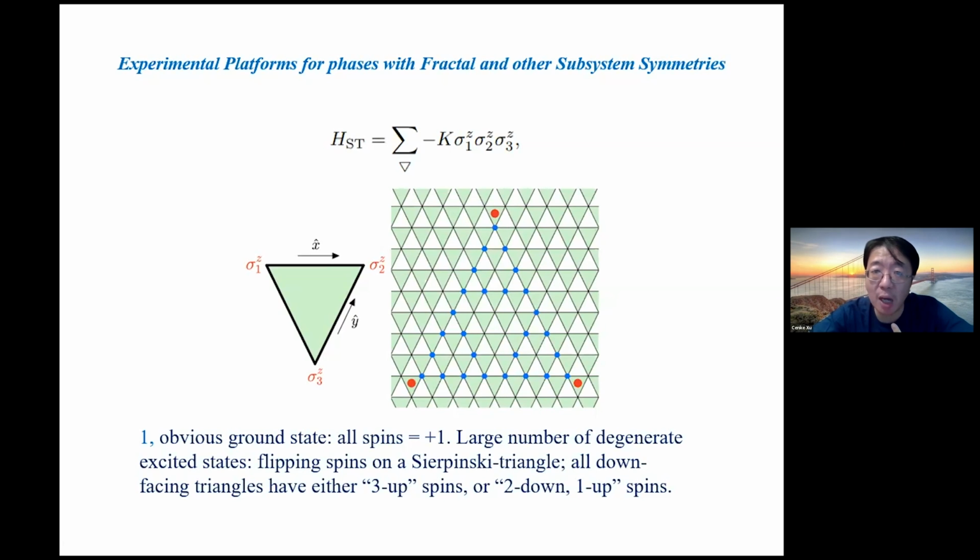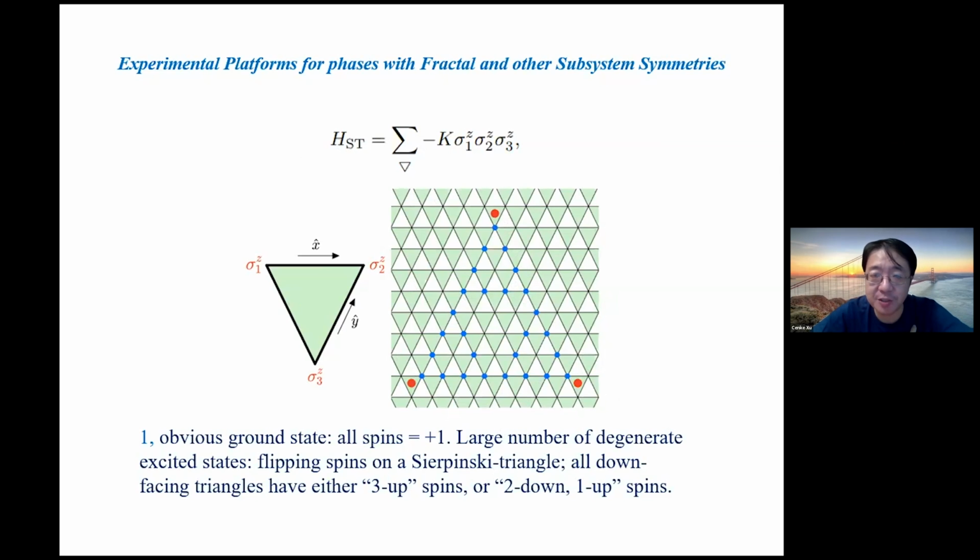It turns out this model has a very large degeneracy of excited states. For example, this is one of the excited states. All the other vertices have spin equal to +1, but the spins on this Sierpinski triangle, a fractal shape, have spin equal to -1. The Sierpinski triangle is actually a fractal shape.